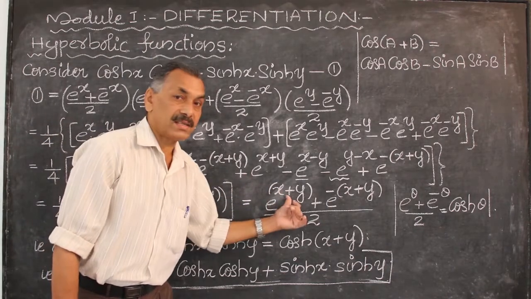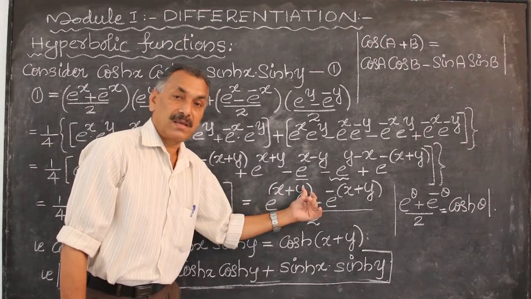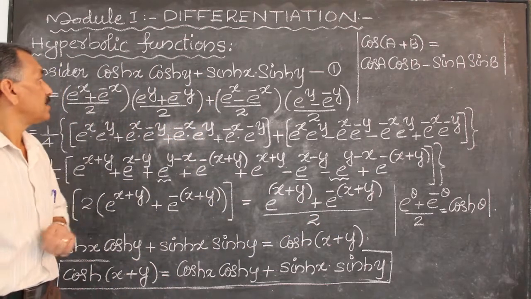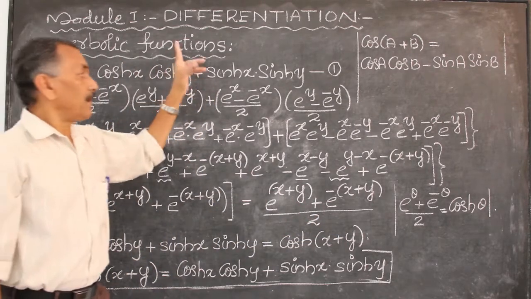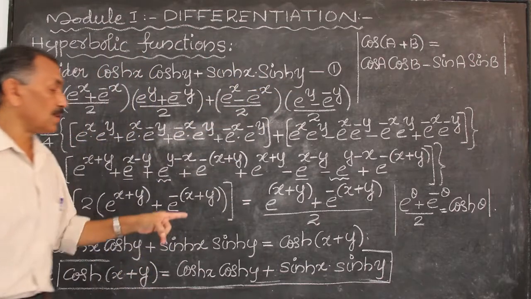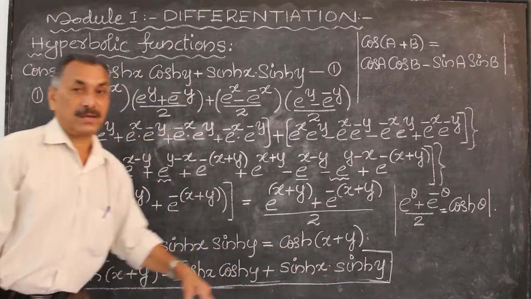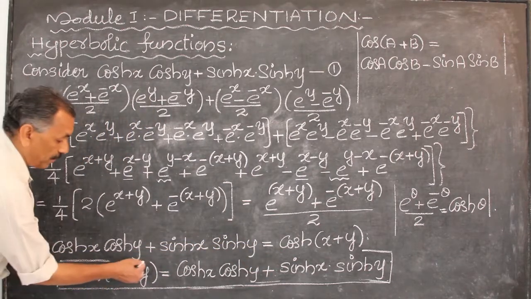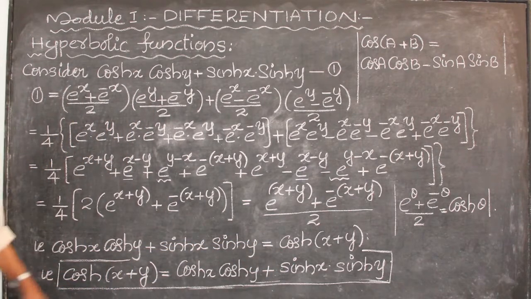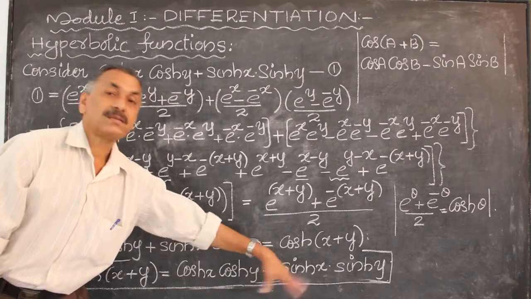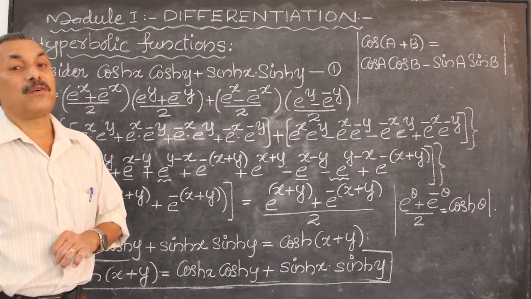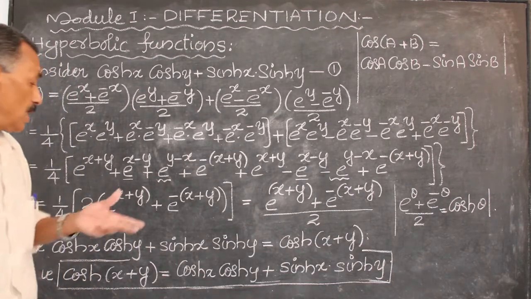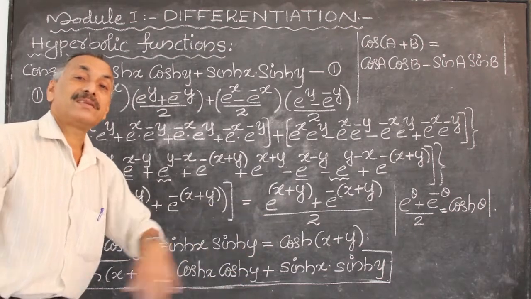This is cos hx, cos hy, and x plus y gives cos h of x plus y. That is, cos hx cos hy plus sin hx sin hy is equal to cos h of x plus y. So cos h of x plus y is equal to cos hx cos hy plus sin hx sin hy. This is the addition formula in the case of hyperbolic functions: cos h of x plus y is equal to cos hx cos hy plus sin hx sin hy.